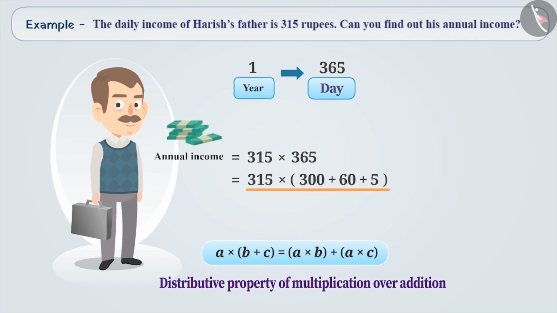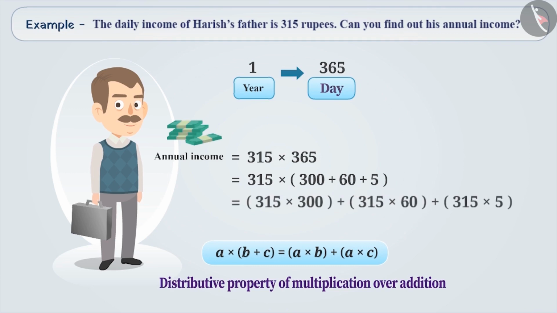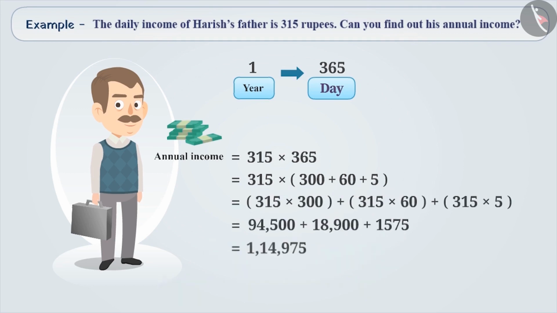Here, how do we apply the distributive property of multiplication over addition? Think for a while. By distributivity of multiplication over addition, we can write it as follows. Solving this, we get the annual income as 1,14,975 rupees.